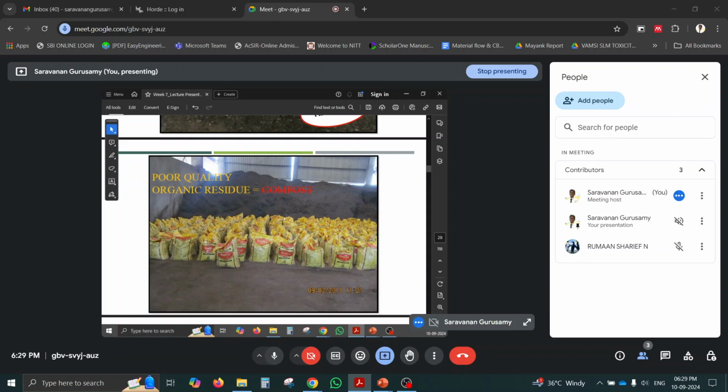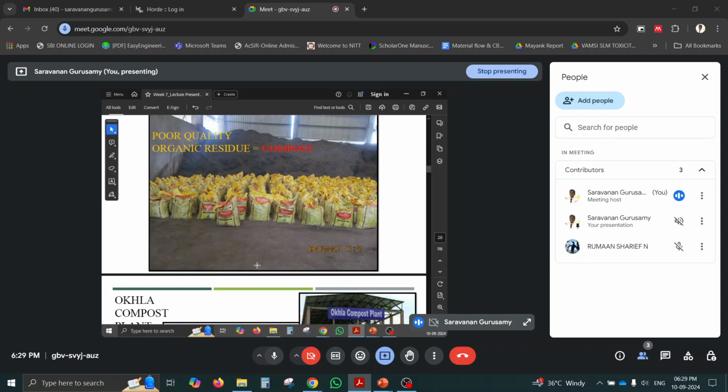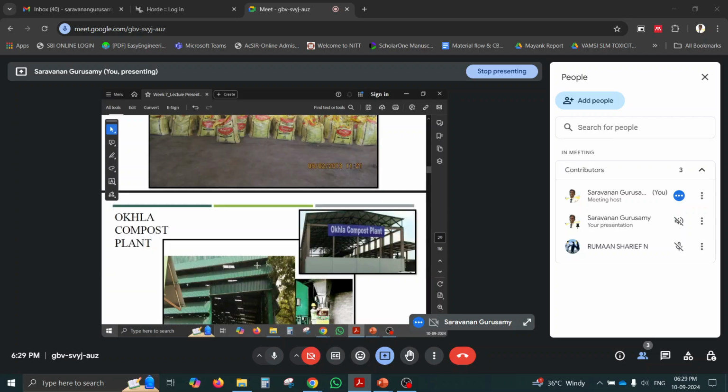So this type of compost process will give you poor quality organic residue, and this is from mixed waste, not homogeneous waste. That's why the quality is poor. If you are doing organic composting with a biological composting process, then this is called proper compost, having good quality organic residues. But this type of mechanical segregation is not called compost. Only the organic residue we can say.